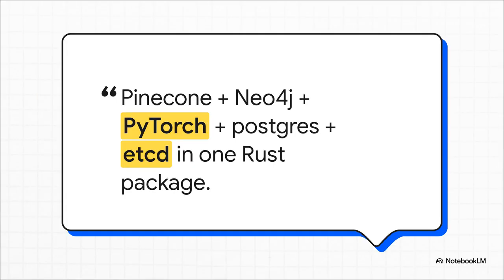And if you want a really killer way to wrap your head around it, check this out. The creators put it perfectly. Think of it as Pinecone for vector search, Neo4j for graph queries, PyTorch for the AI smarts, Postgres for rock-solid reliability, and etcd for coordinating it all, crammed into a single high-performance Rust package. I mean, that's not just a tool, that's a whole tech stack in a box.